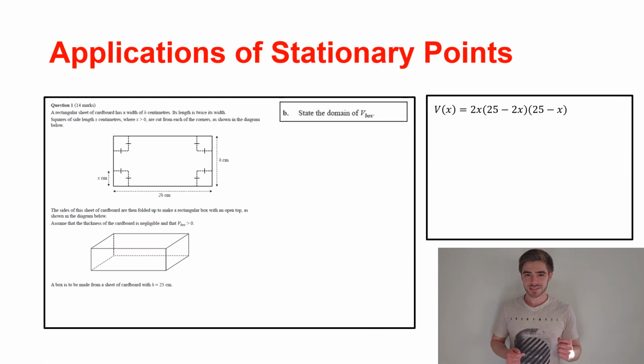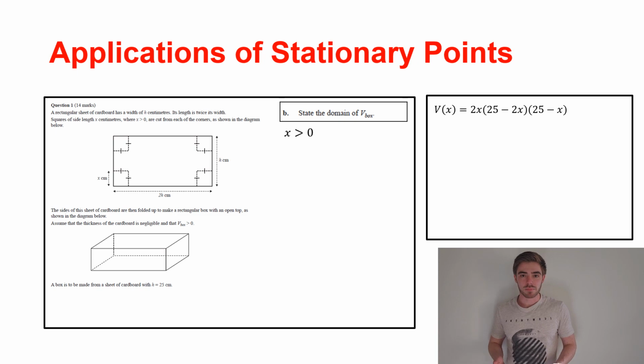The next question asks us to state the domain of the volume equation. Since the volume equation is written entirely in terms of x, then we need to start thinking about possible restrictions on x. This is where the specific application actually really becomes important. For example, the question tells us that the volume needs to be greater than 0. And this can only happen if x, the height, is greater than 0. Otherwise, it would be a perfectly flat sheet of paper.